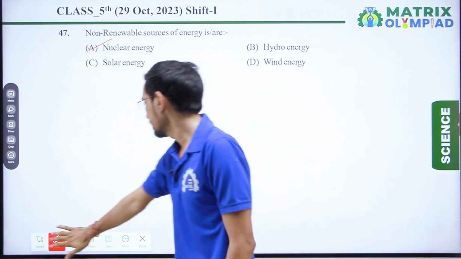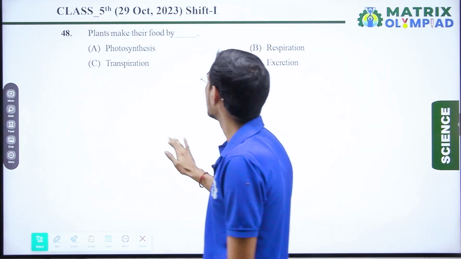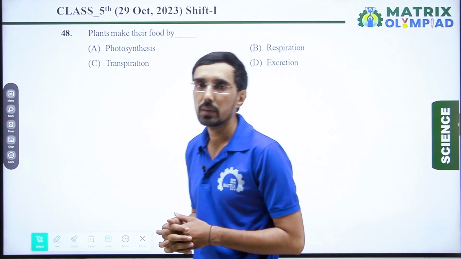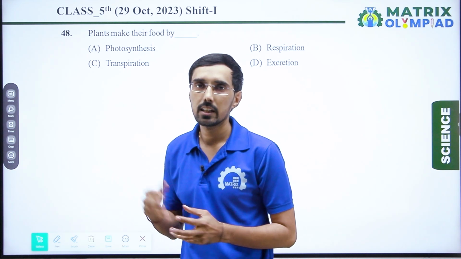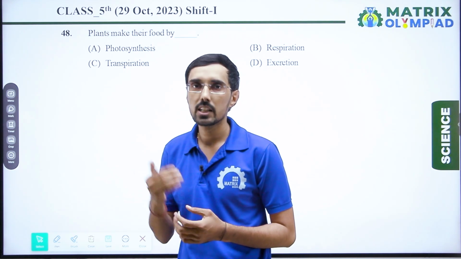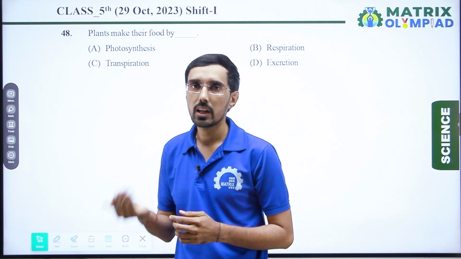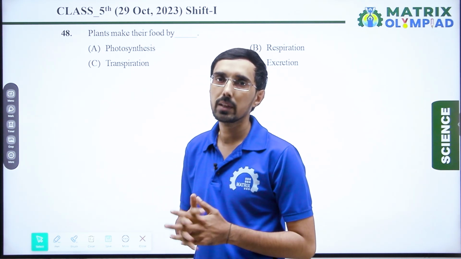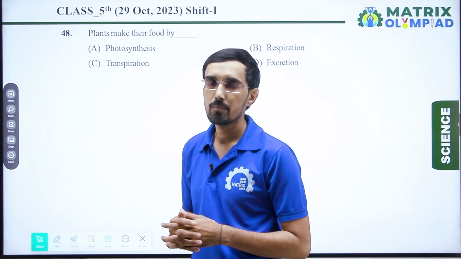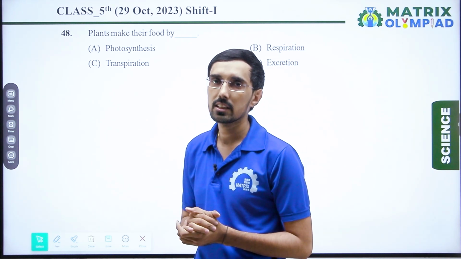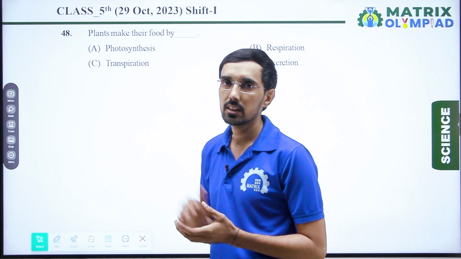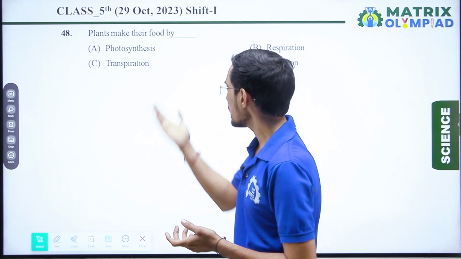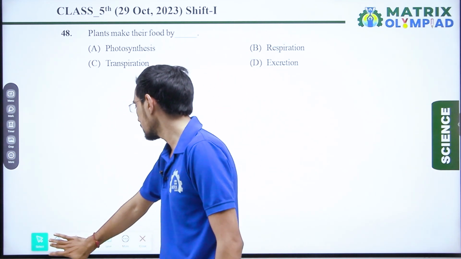Next question is, plants make their food by process. Plants make their food with the help of photosynthesis and with the help of CO2 as well as water, and the main efficient role is sunlight as well as the green pigment that is present in the chloroplast, known as chlorophyll. It is present in the leaf. So that's why leaves are also known as the food factory of the plant. So correct option will be photosynthesis.